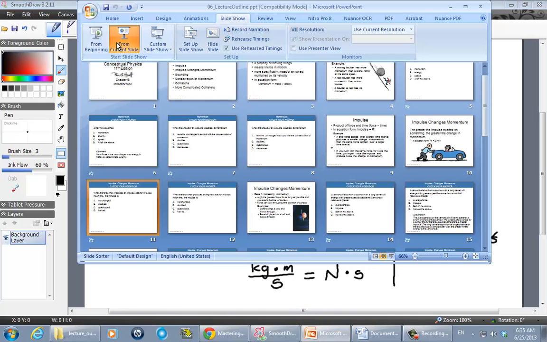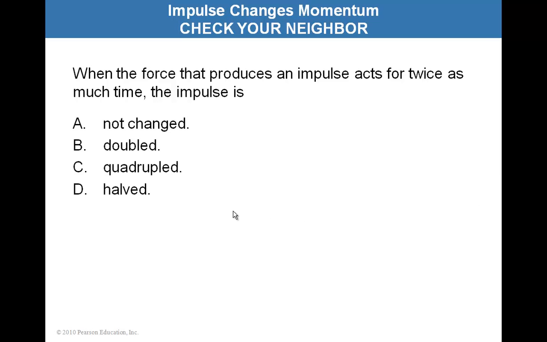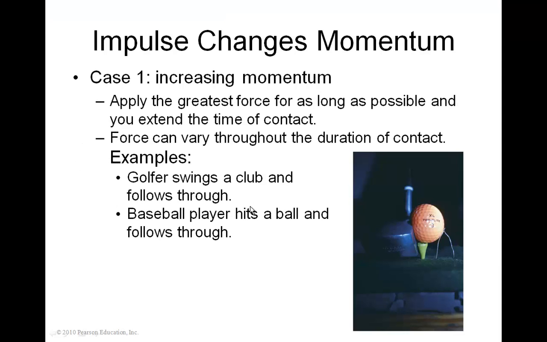Okay, so when the force that produces an impulse acts for twice as much time, what happens to the impulse? Not changed, doubled, quadrupled, halved. And the answer is doubled. Okay, so impulse causes a change in momentum.